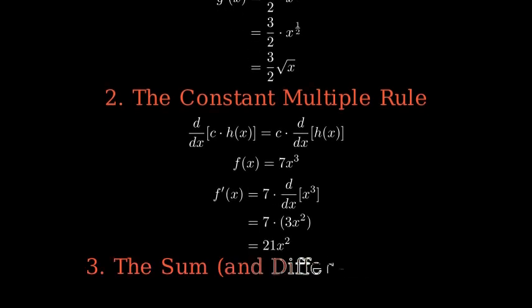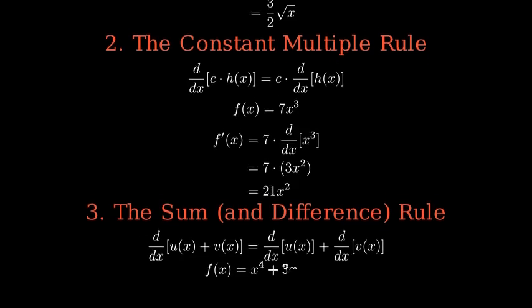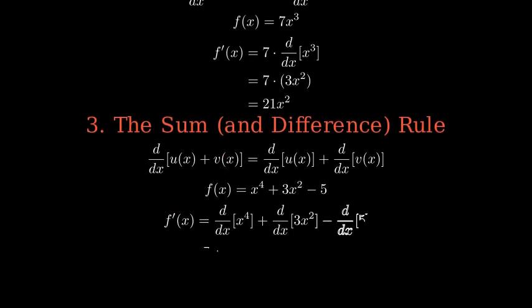Now let's explore the sum rule. The sum rule states that the derivative of a sum of functions equals the sum of their derivatives. Similarly, the derivative of a difference of functions equals the difference of their derivatives. Let's try an example. Find the derivative of f of x equals x to the 4th power plus 3 times x squared minus 5. Using the sum rule, we can differentiate each term separately.